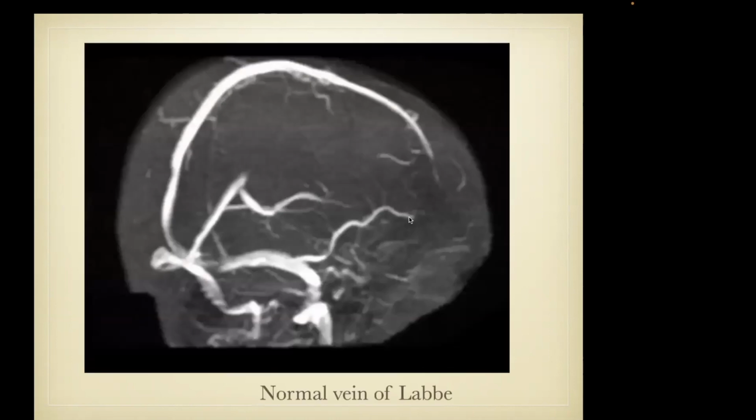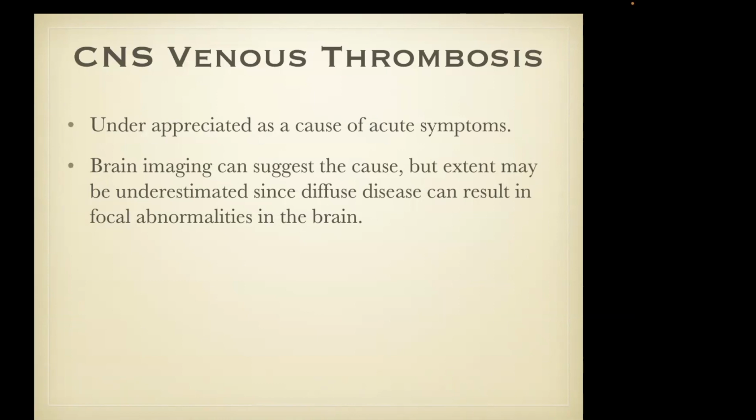Here's the normal vein of Labbe that courses from anterior to posterior and joins with the transverse sinus at the junction of the transverse sinus and sigmoid sinus. Here again is some of that signal loss on MRV in the inferior portion of the sagittal sinus and in the proximal portion of the transverse sinus, which I alluded to can be misleading, and people tend to overread these segments because of the signal loss.